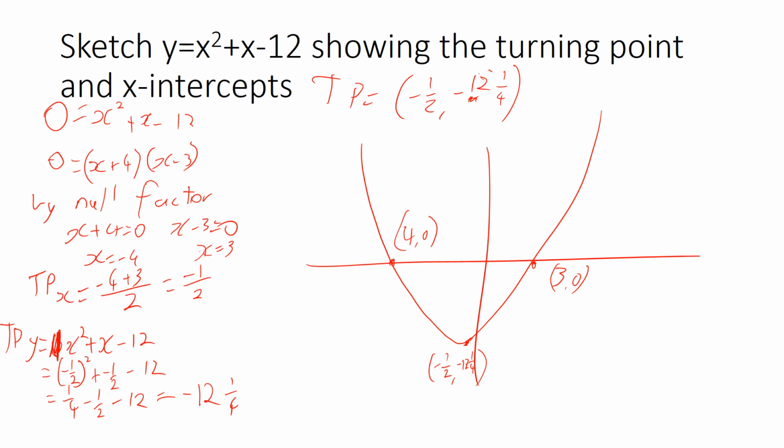So remember, whenever we're doing these, we find the x-intercepts. We use the x-intercepts to find the x-coordinate of the turning point. Then we substitute that into our original equation to get the y-coordinate of the turning point.